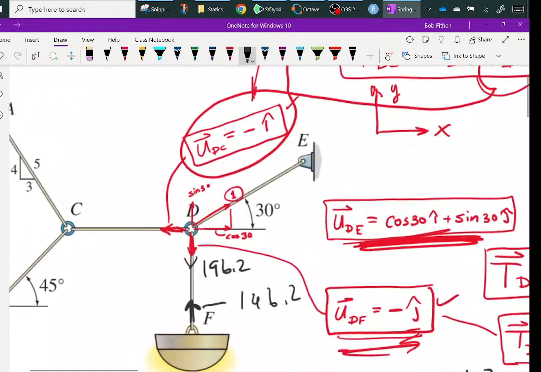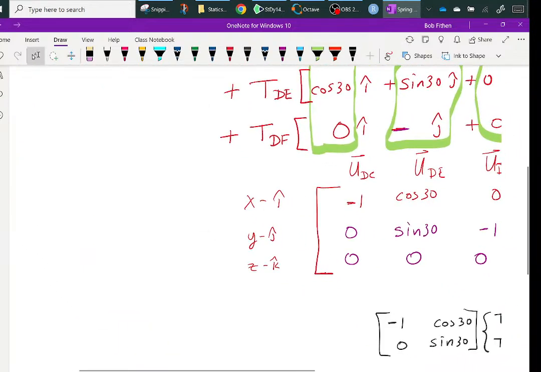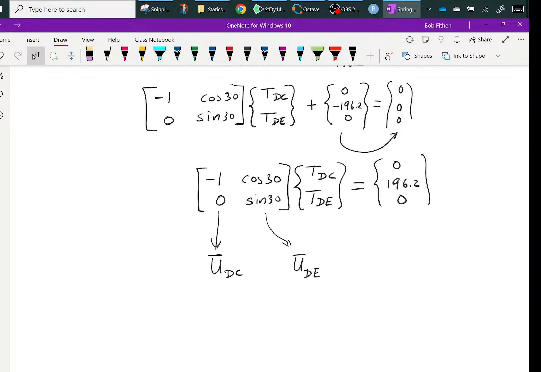D to C, yeah, that's that one. And then D to E is that one right here. Or plus cosine plus sine. Plus cosine plus sine. Yeah. So we've got that. So now all I got to do is solve that equation.